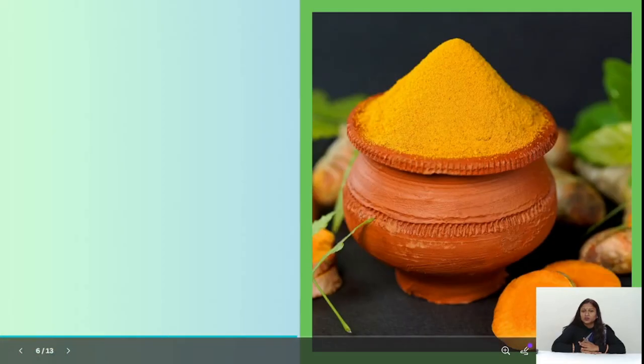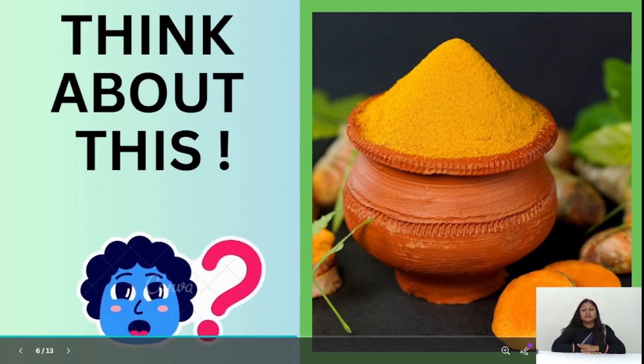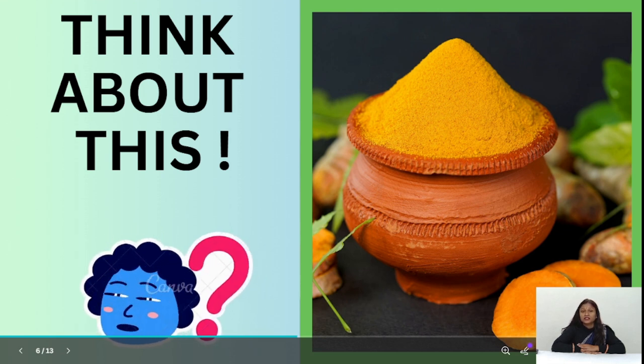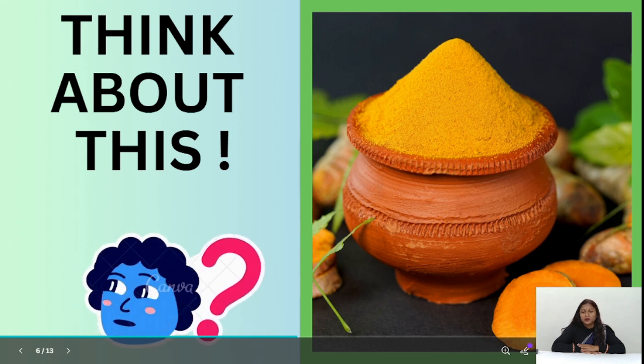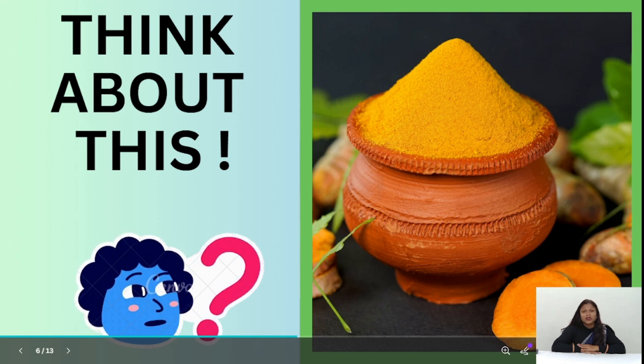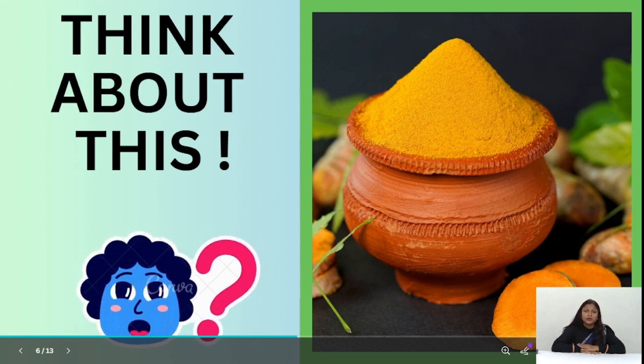Okay, let me ask you one thing. What is this? Yes, it's turmeric. Have you ever seen turmeric? You might have seen it in your kitchen, right? In the kitchen, you are remembering your mother that she is using this turmeric while making food. But you know that turmeric does have medicinal properties as well. Now you might be thinking that how turmeric can be used as an indicator.